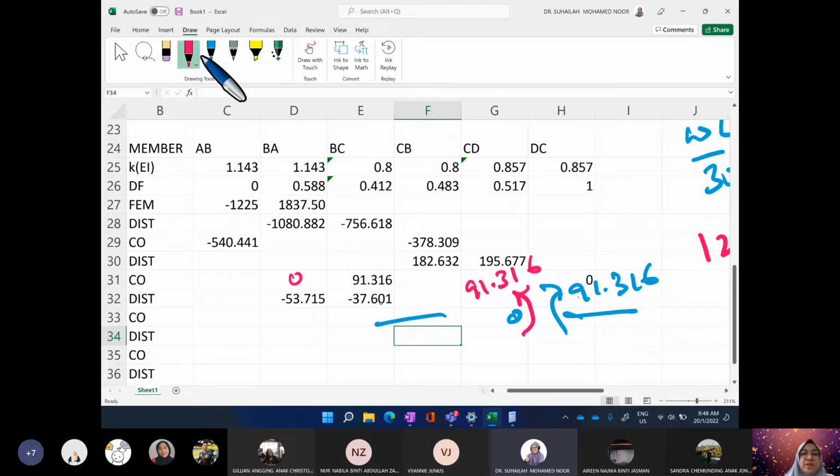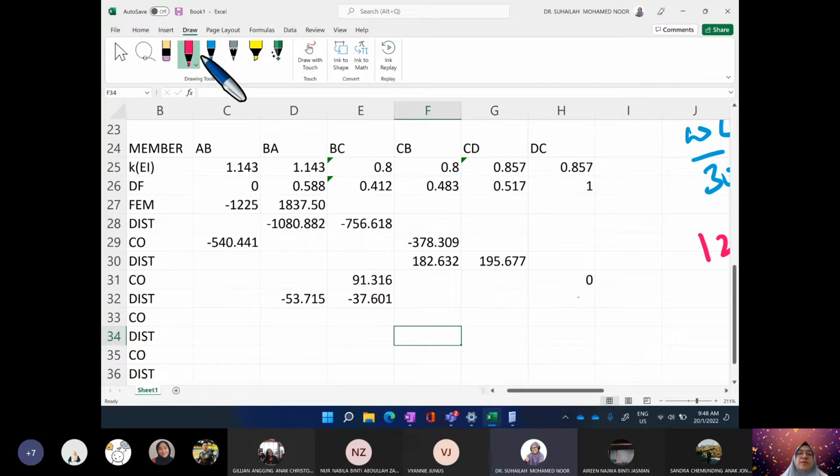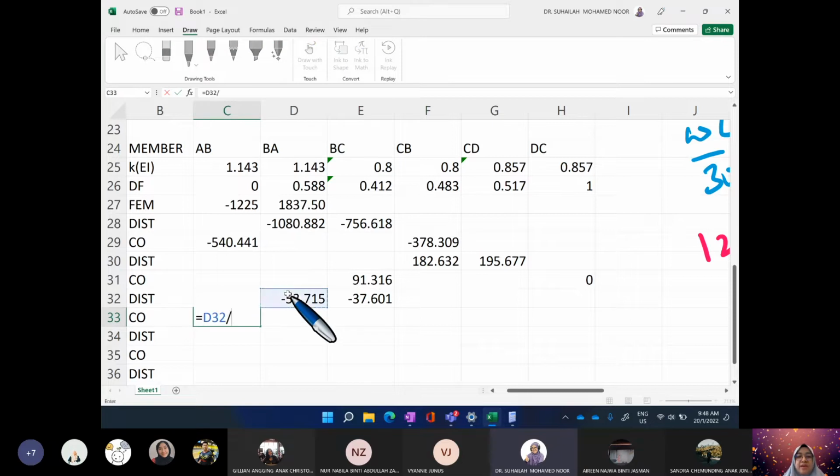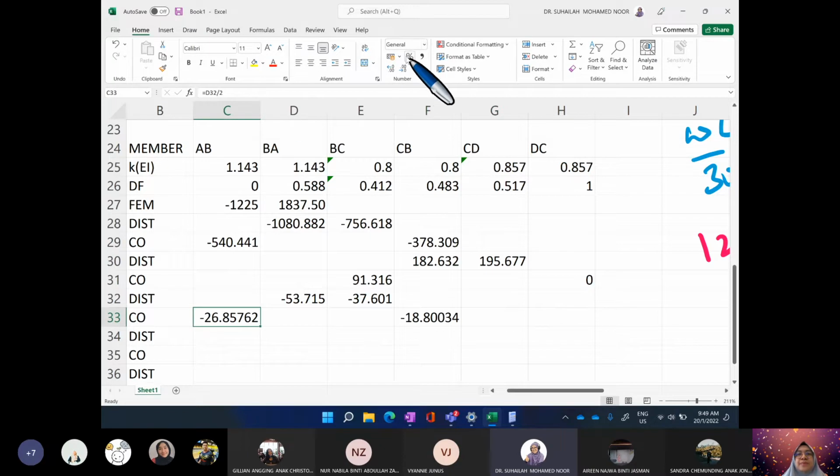So that is why the value that we get after we multiply by these two factors is negative. So that's the concept that we need to know. We always distribute joint moment, not member end moment. Okay, so we get this. So again, we repeat the process. This one divide by 2. This one also we divide by 2. We have this factor and we apply it to the opposite joint.